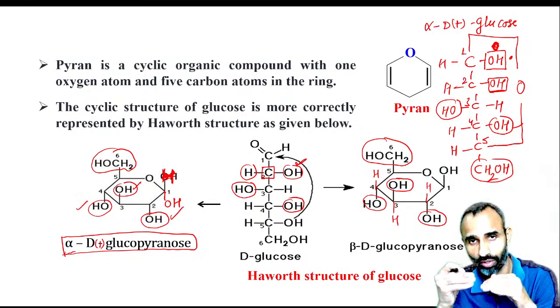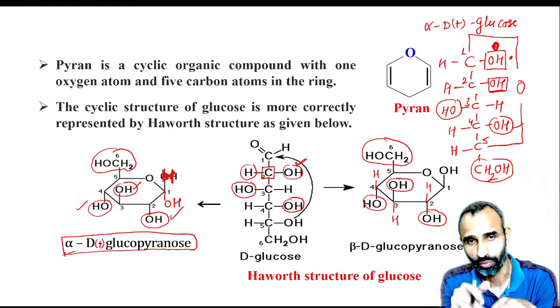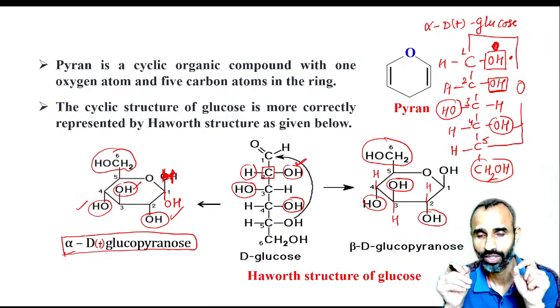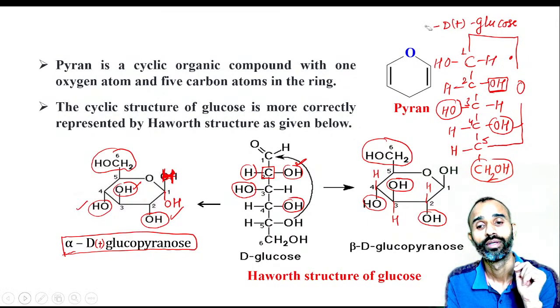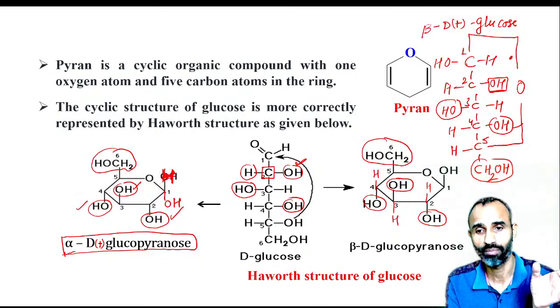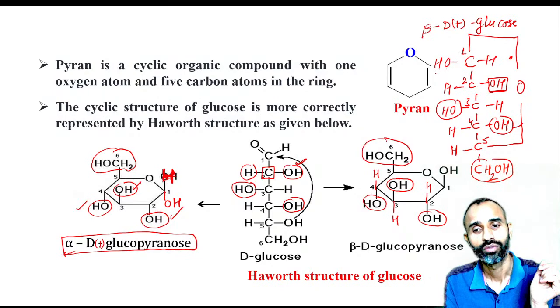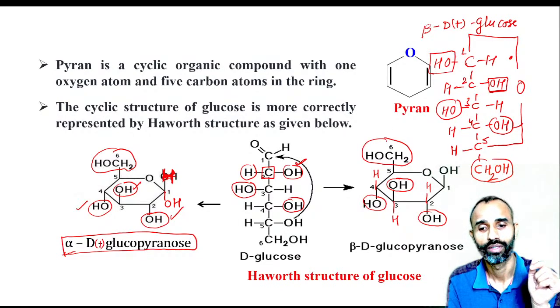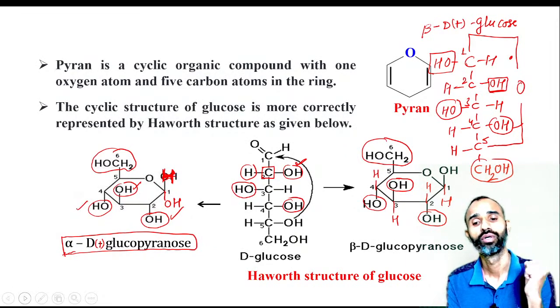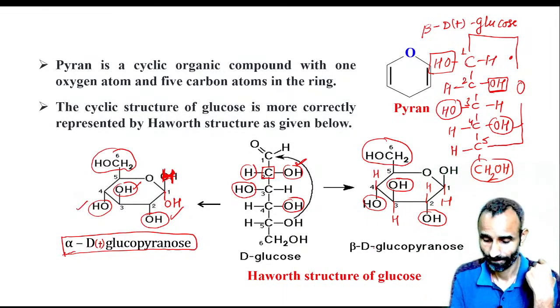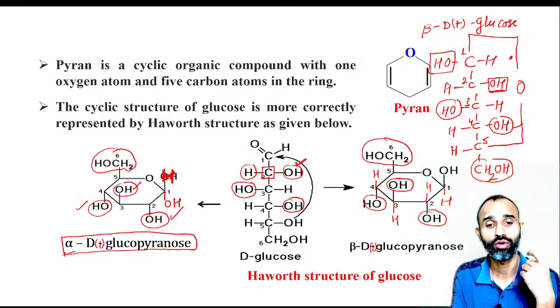and OH is below the plane, you can say, on the first carbon. Now if instead of this, we write OH like this, OH on the left, so it is beta D plus glucose. Now this OH is on the top, this is beta D plus glucose, okay, and these two are called anomers.